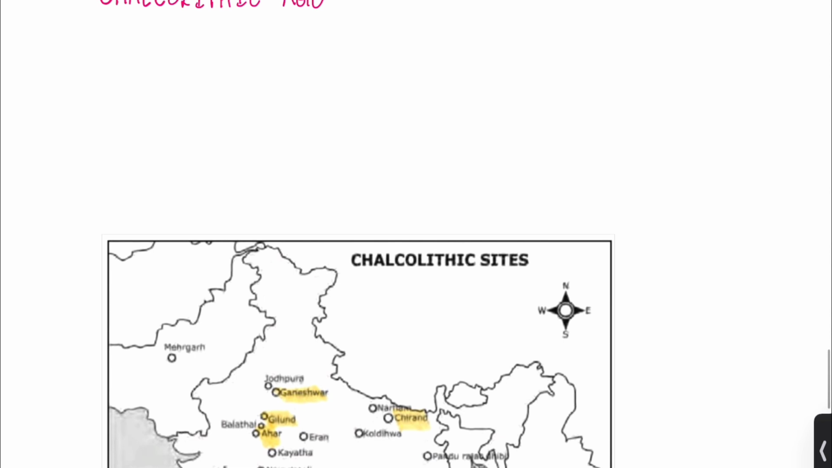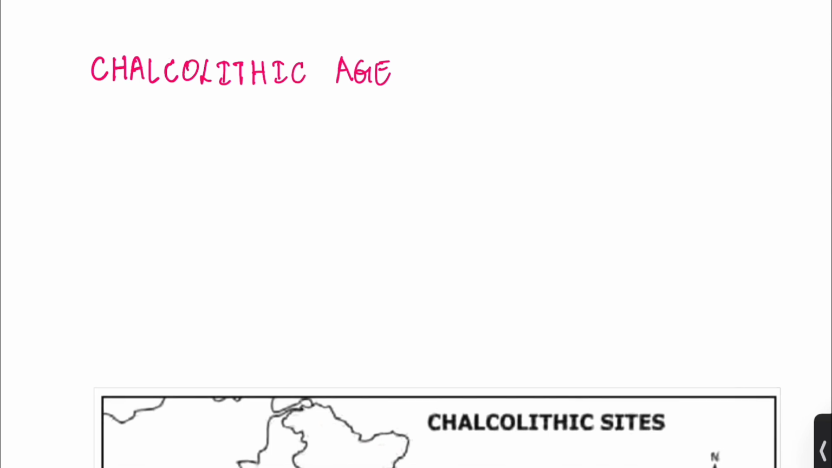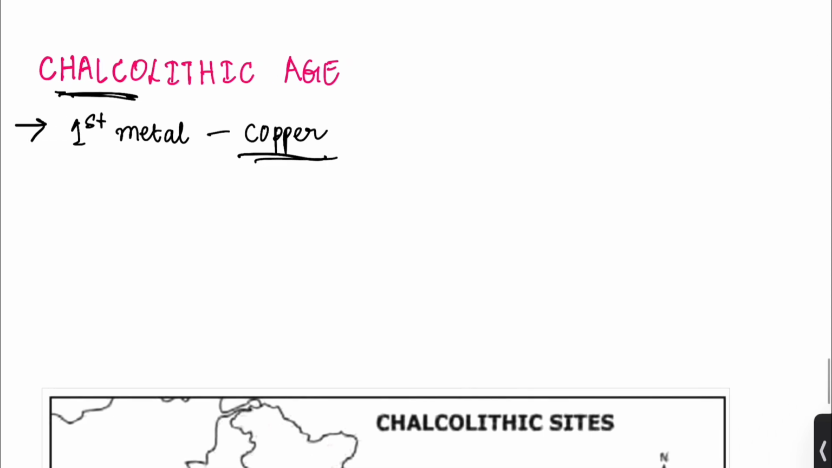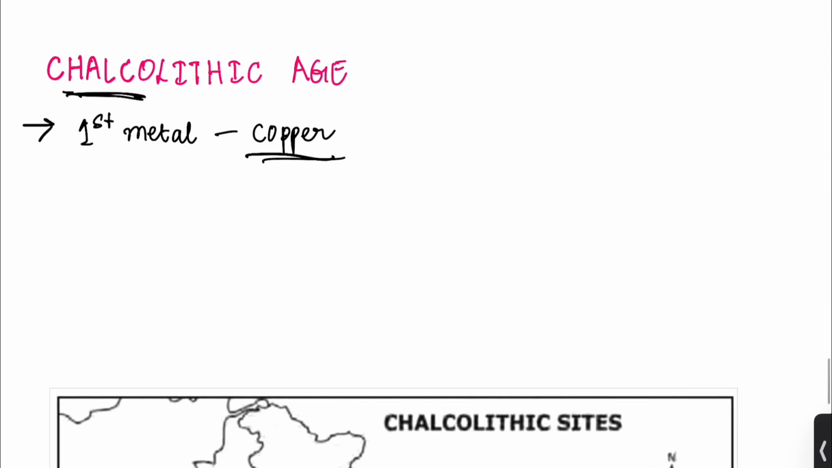Next we see Chalcolithic age. Chalcolithic age is towards the end of the Neolithic age, the use of metals begin. The first metal used was copper. As per the name says, Chalco means copper. Copper age. This period is also called as Copper age. And here there was no use of iron. Bronze was not in use. Only copper was started here.